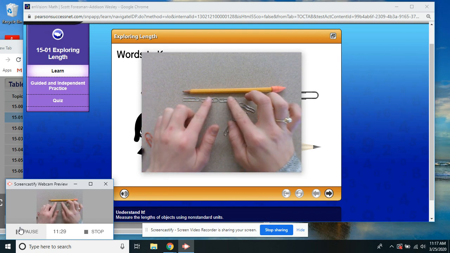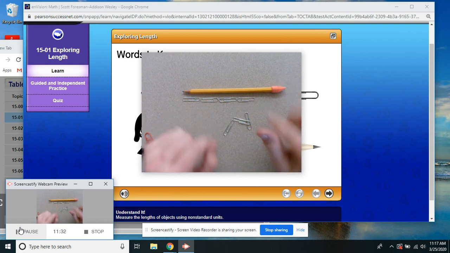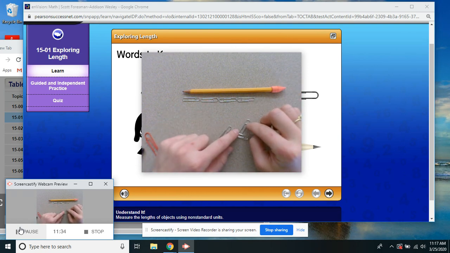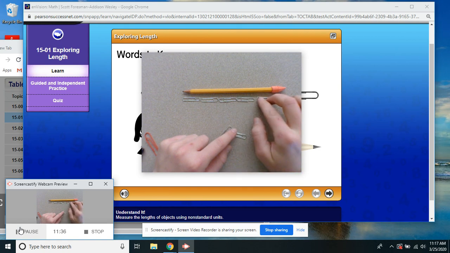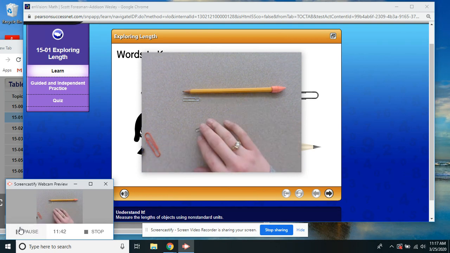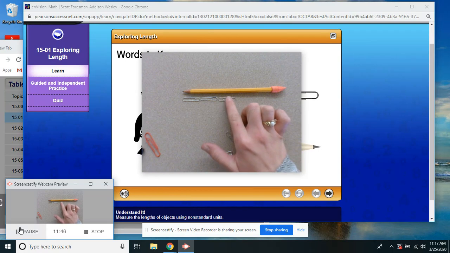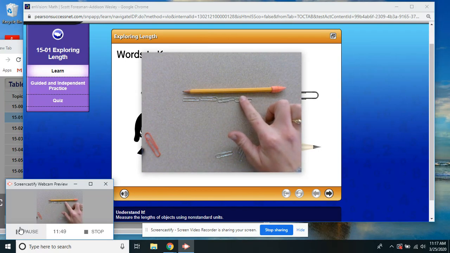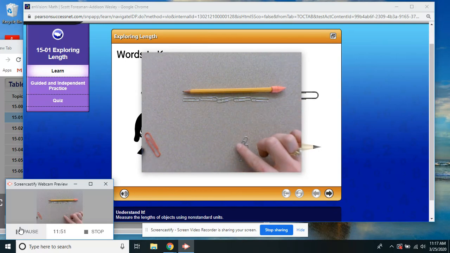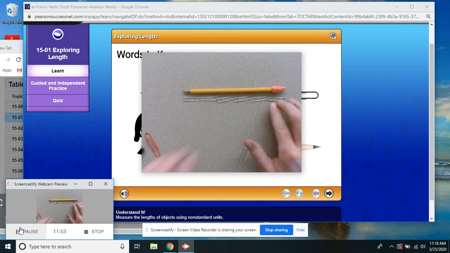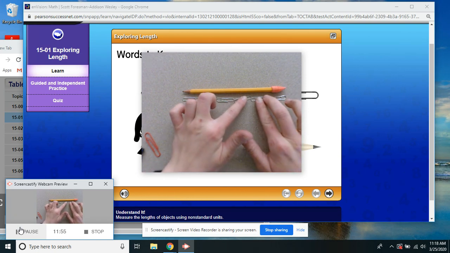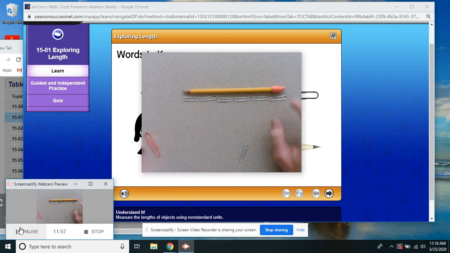So as I line these up, I want you to guesstimate, estimate how many paper clips you think it will take to get to the end of this pencil. I see 1 paper clip, 2, 3, 4, 5, 6. 6 paper clips is what it takes to measure the length of this pencil.